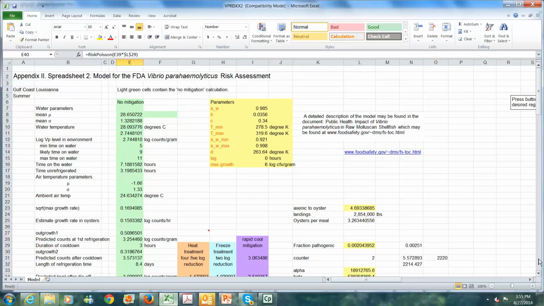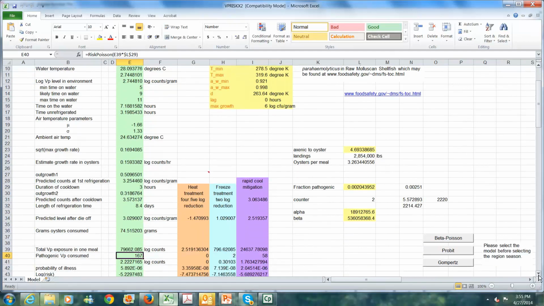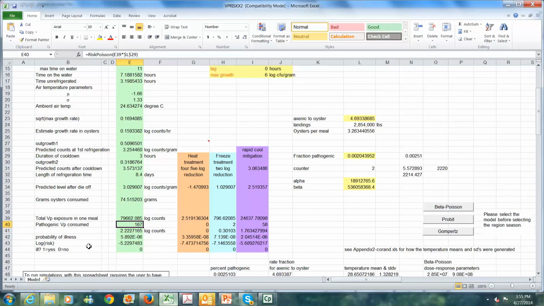And so the last time I oriented you to this model, we took a look at a simulation of 10,000 meals, and we were looking here to see what the number of people who would get ill would be. And what I would like to point out now is that in this risk assessment model, they did evaluate risk management mitigation measures.